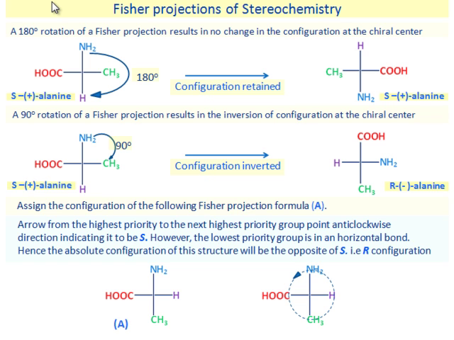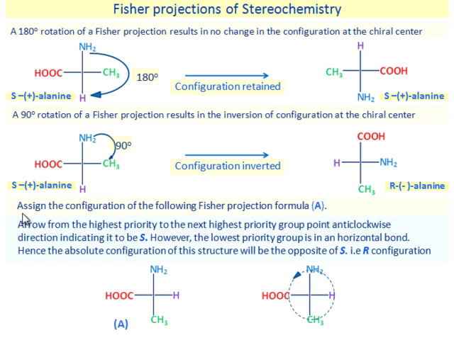Fischer projections of stereochemistry. Note, a 180 degree rotation of a Fischer projection results in no change in the configuration at the chiral center. However, a 90 degree rotation of a Fischer projection results in the inversion of configuration at the chiral center.